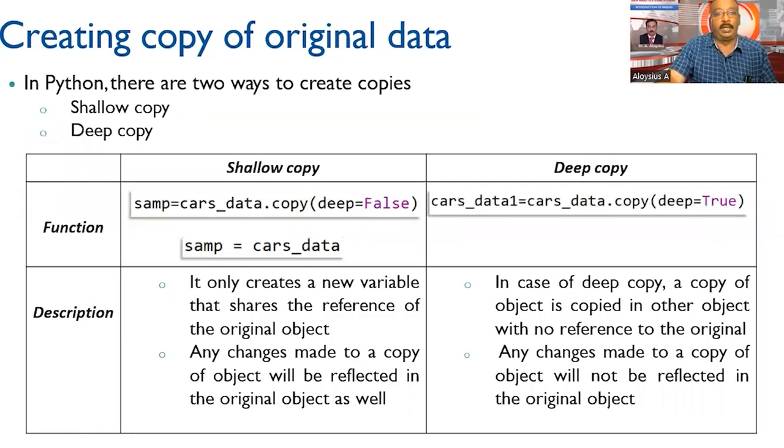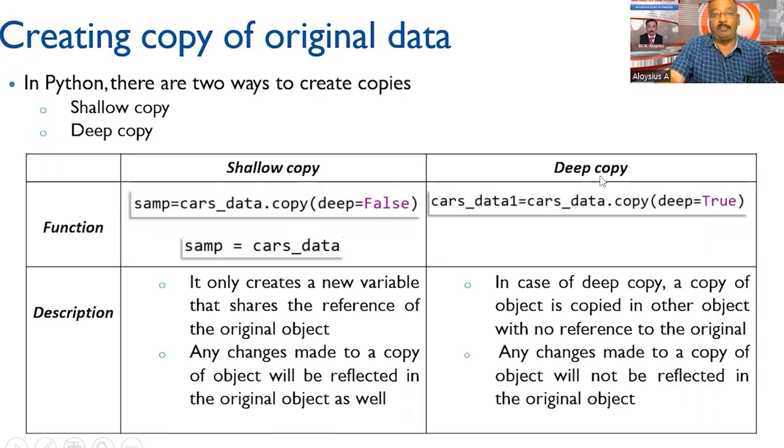Creating a copy of the original data. In order to perform the data analysis, you are going to have a copy of the data, so that if you want to compare it with the original data, you will have a copy. There are two types of copy available, that is shallow copy and deep copy. In a shallow copy, you are going to have a temporary collection. That is, it creates only a new variable that shares the reference of the original object. So any changes made to the copy of the object will be reflected in the original object. Both the copy and the original file will have the same content in the shallow copy.